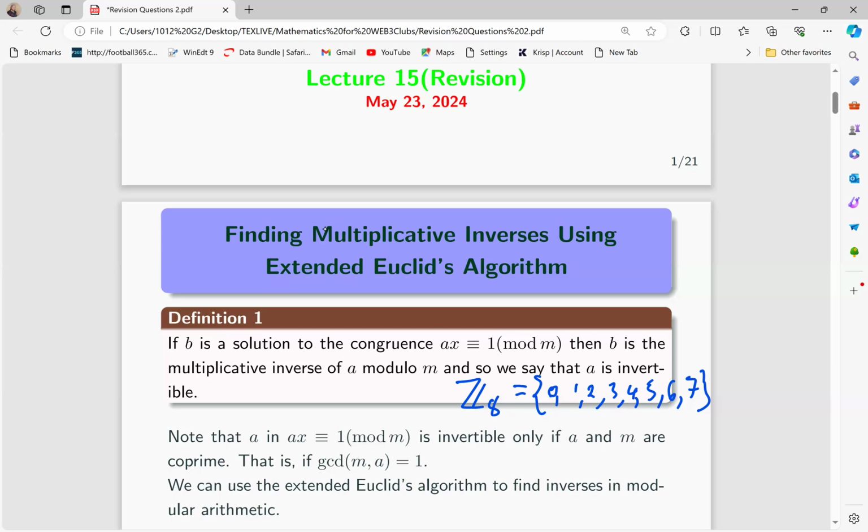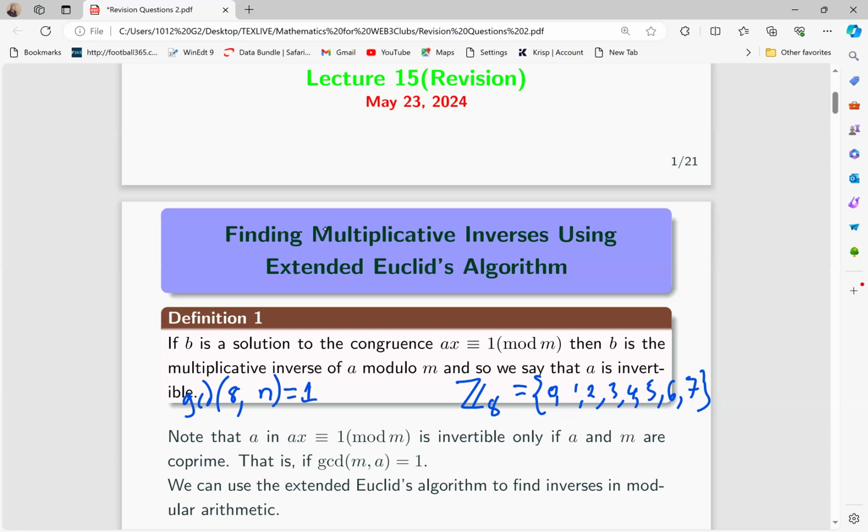But under multiplication, the only elements which would have inverses are those which are relatively prime to 8. What I mean by relatively prime is coprime. An element n would have an inverse if n and 8, the GCD of these two, is 1. That's what I mean by relatively prime.